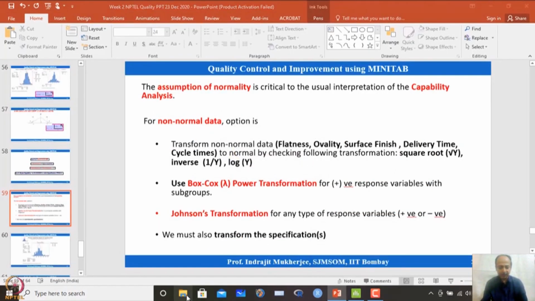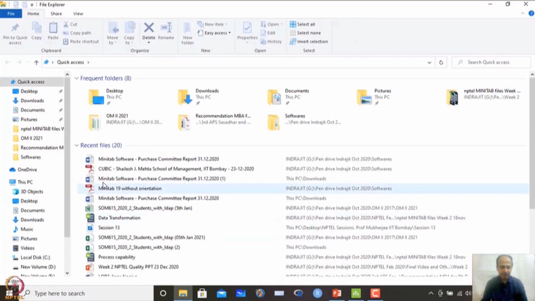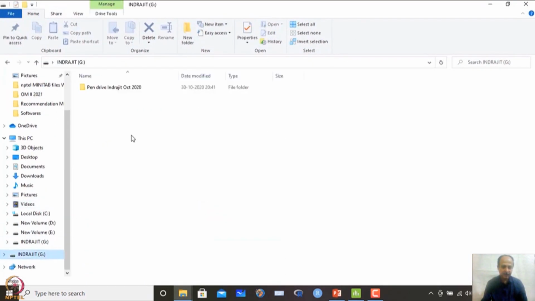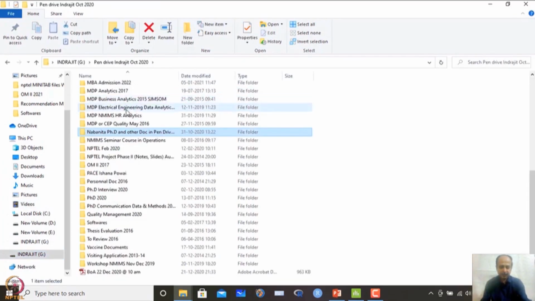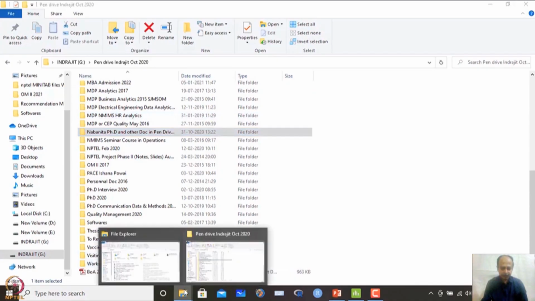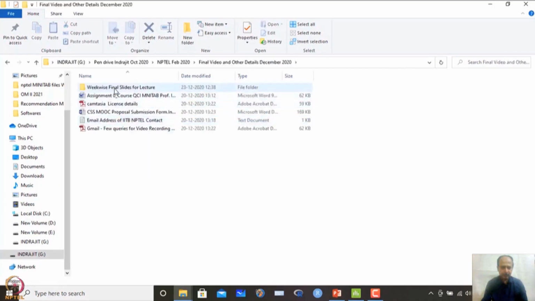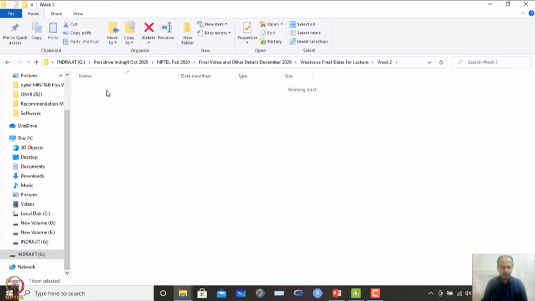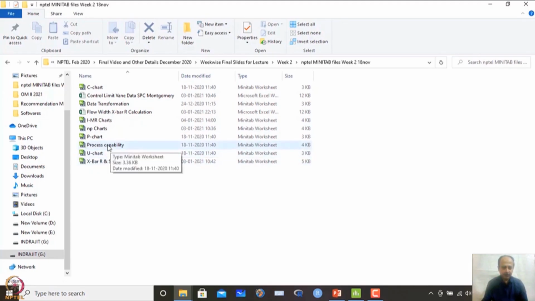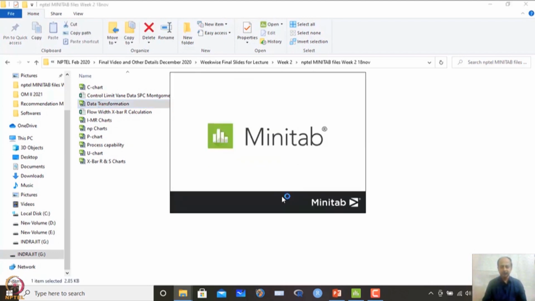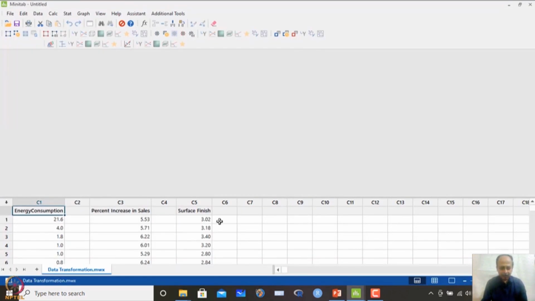Okay. So, let me take a simple data set first to illustrate that. Let me go back to the files, and we will open the data transformation file, and we have some data which is non-normal. And how do you check? First is energy consumption. This is the data set we have, and we want to see whether it is a normal distribution or not.